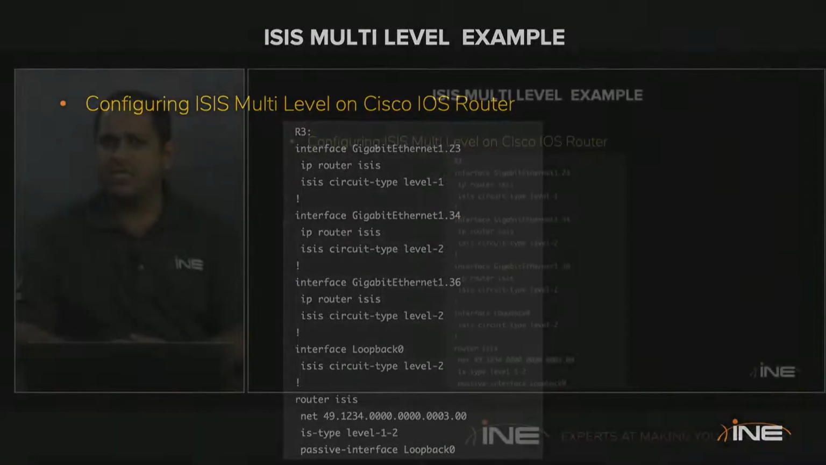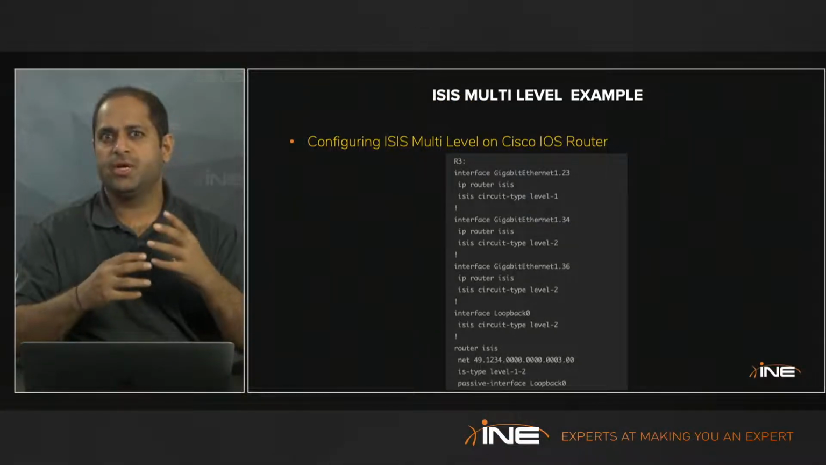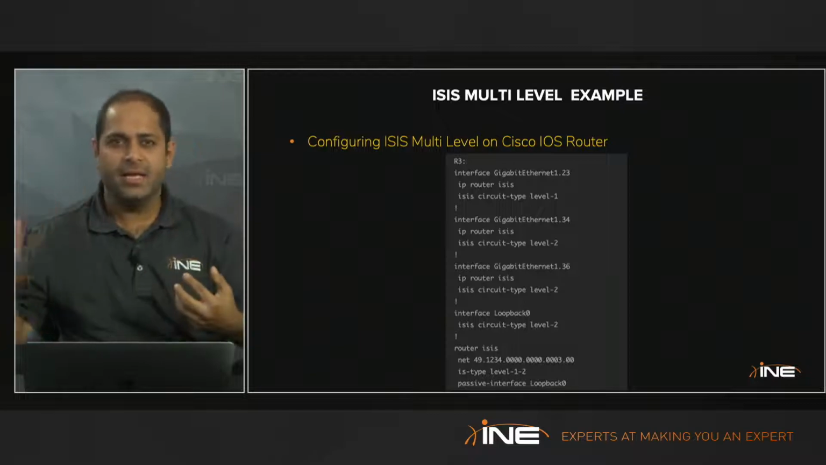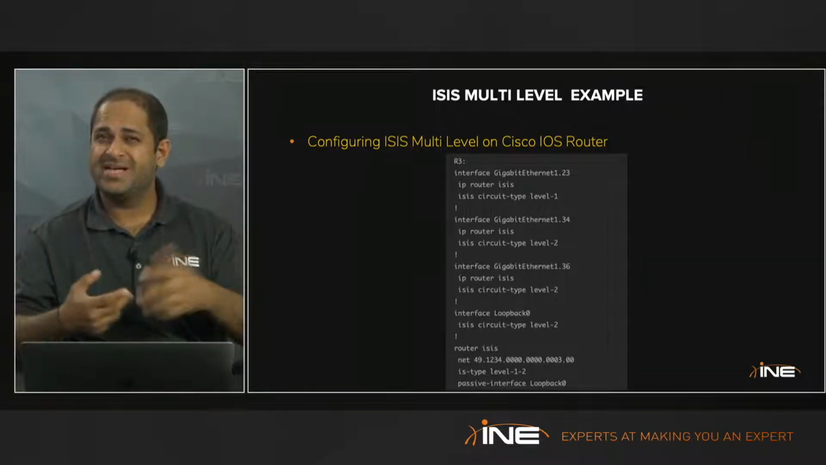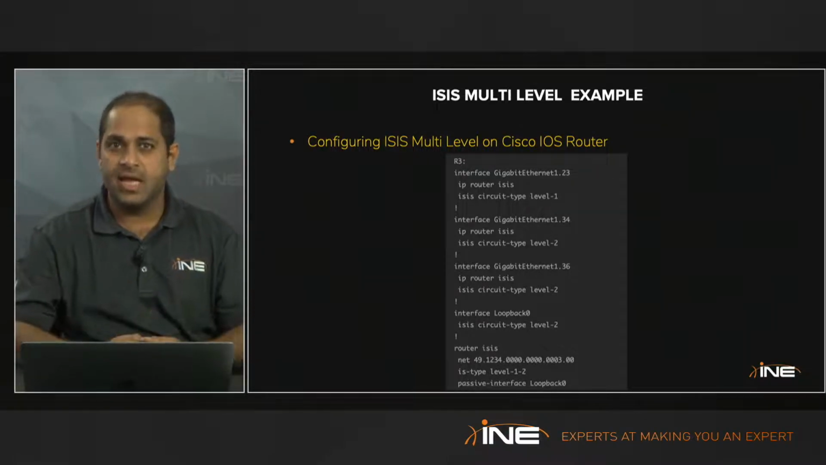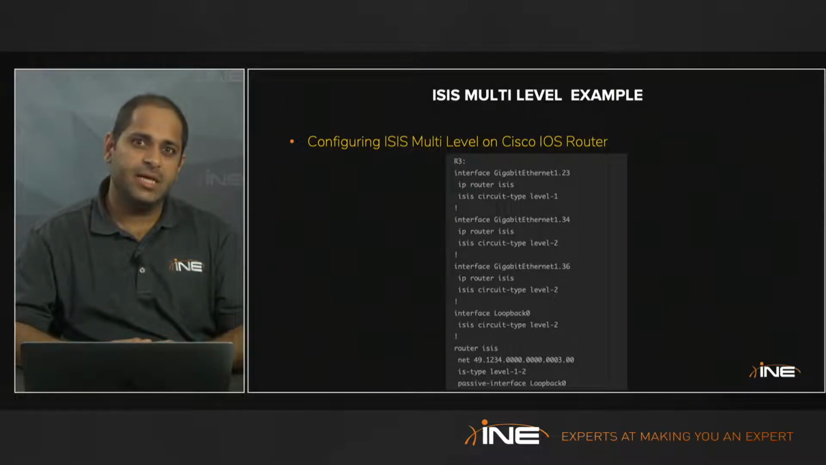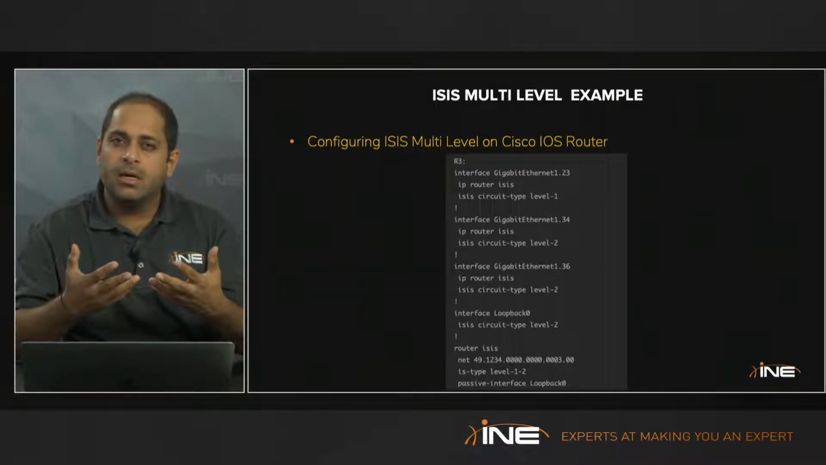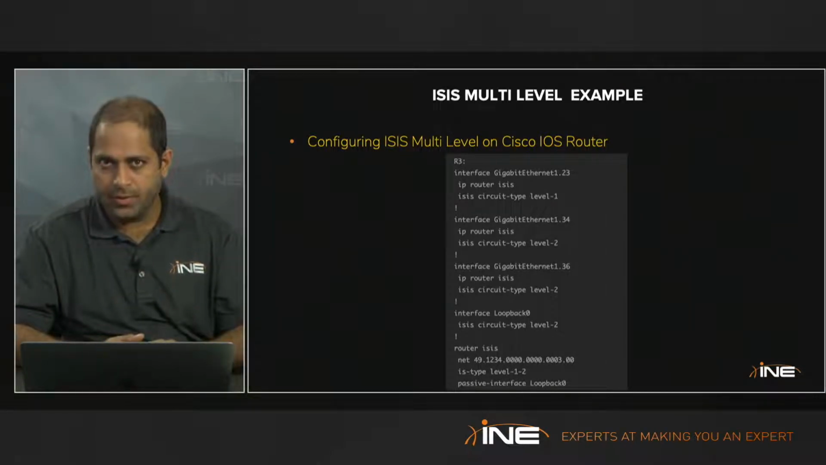So the only reason you would run multi-area would be when you have routers which need to connect to intra-area and inter-area. So any router that is running both the levels, which means I have some interfaces running level 1, some interfaces running level 2, in that case it would be called multi-level routing. So we are basically implementing two levels on the same router, like an L1, L2 router.